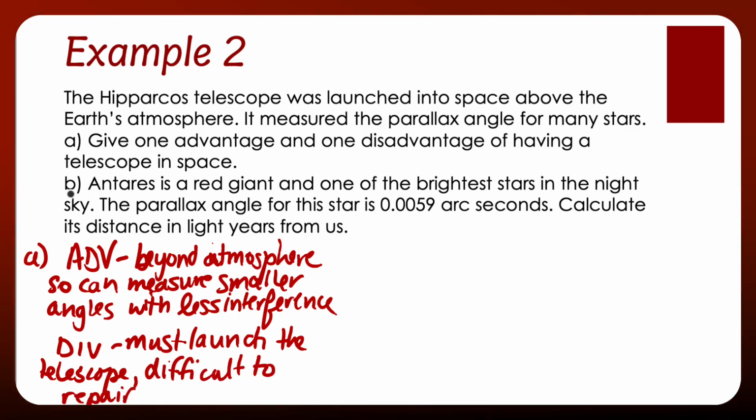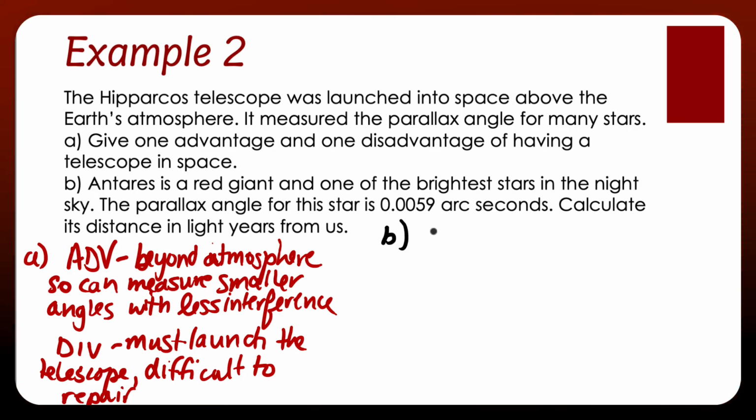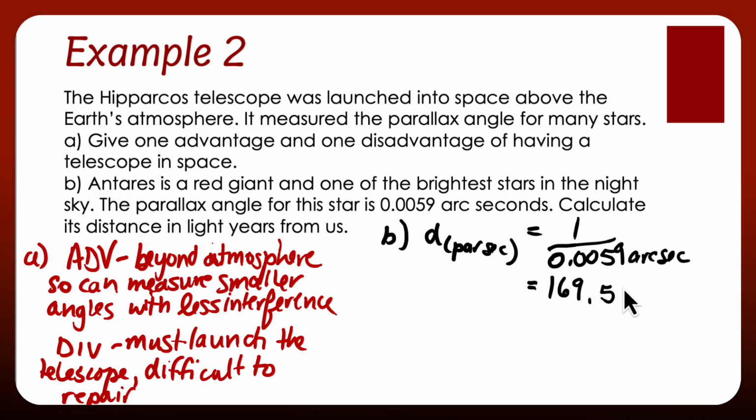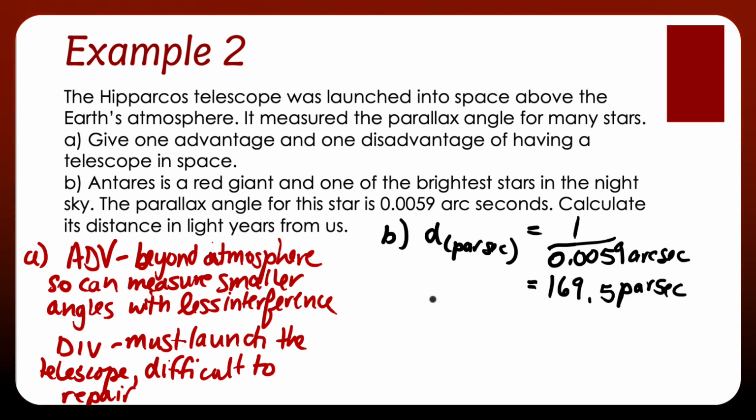Antares is a red giant and one of the brightest stars in the night sky. The parallax angle for this star is 0.0059 arc seconds. Calculate its distance in light years from us. So, let's use our equation first. This will give us the distance in parsecs. 1 over our angle, if it's in arc seconds, already is. That's great. I don't have to do any changes. And if I pick up my handy dandy calculator, I get 169.5 parsecs. But now the question wants us to answer this in light years.